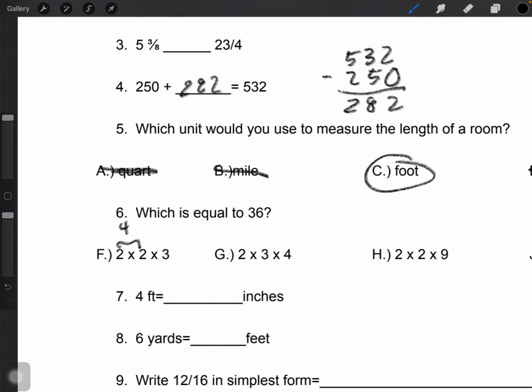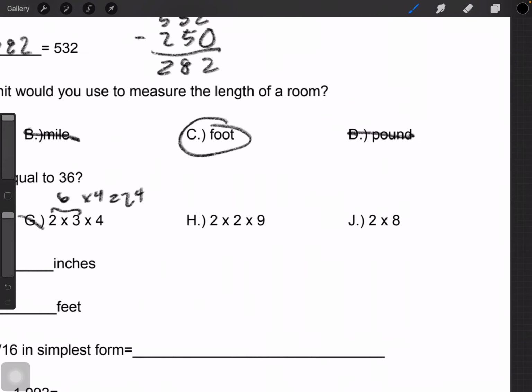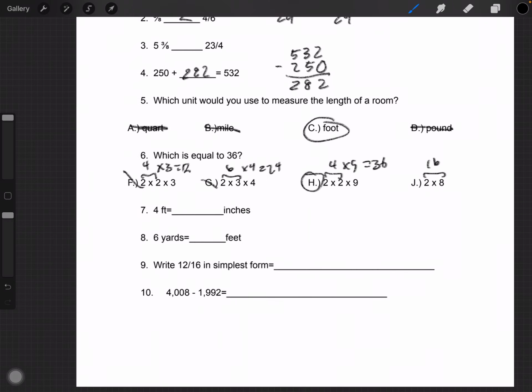Number 6 says which is equal to 36. 2 times 2 equals 4 times 3 is equal to 12. 2 times 3 equals 6 times 4 is equal to 24. 2 times 2 equals 4 times 9 is equal to 36. And 2 times 8 equals 16. So the answer is H.